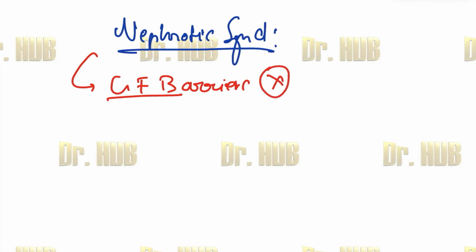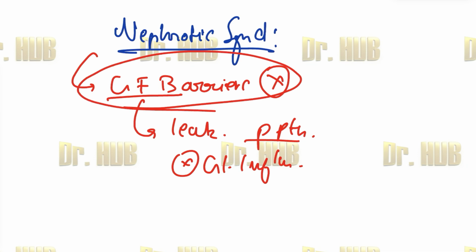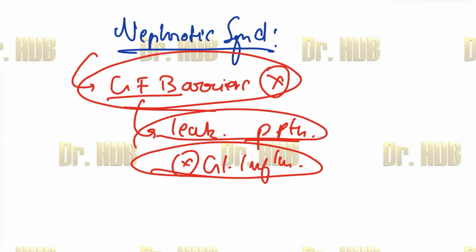And there's a significant leakage of the plasma proteins without much glomerular inflammation. So the GF barrier is defective, glomerular inflammation is not much seen, and there's a leak of plasma protein.